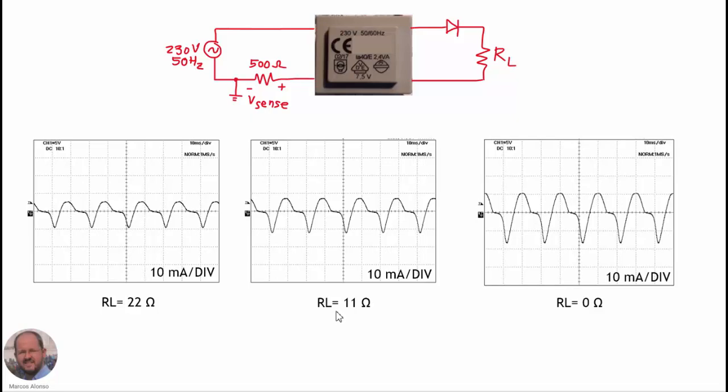Here is for the case of a load resistance of 11 ohms, so we can see that the peaks of the current increase in both sides. And here is for the case of short circuit at the output. So here we have higher value of the current and also higher value here at the peak. So we can see that the higher the current at the output, the higher the saturation of the transformer and the higher the peak current that we are going to have in the primary.